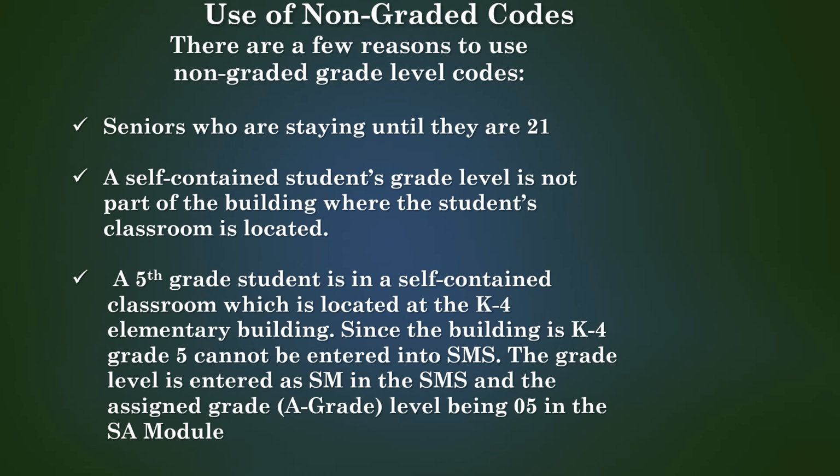The use of non-graded codes. There are a few reasons to use non-graded grade level codes. One, for seniors who are trying to stay until they are 21. Two, for self-contained students whose grade level is not a part of the building where the student's classroom is located. For example, a 5th grade student who is in a self-contained classroom which is located at the K-4 elementary building. Since that building is a K-4 building, the grade 5 student cannot be entered into the SMS. The grade level is entered as SM in the SMS, and the assigned grade level, being 5th, is listed in the SA module.